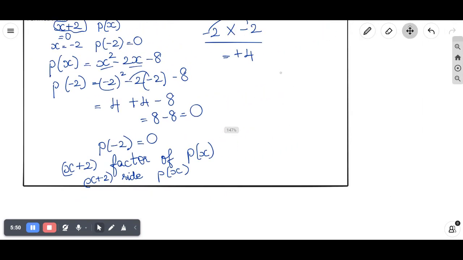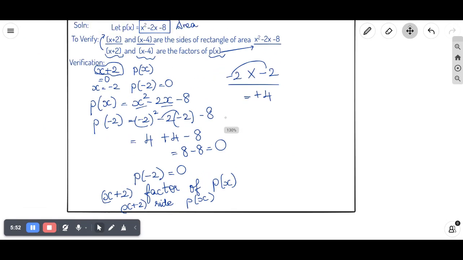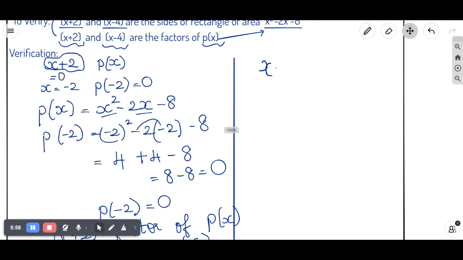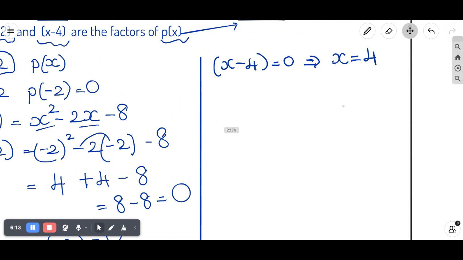Next is same as this. You have to do the same for the other side also. So now what we have to do is you have to say x − 4 is a factor of p(x). So x − 4 equated to 0, you get x = 4. To get x = 4, then what you have to do? So we have to check your p(4) whether it is equal to 0 or not.